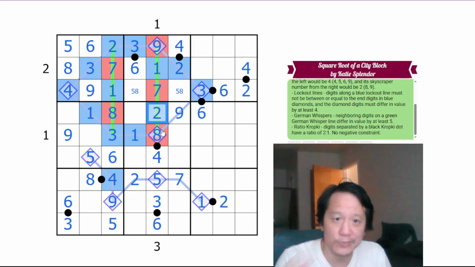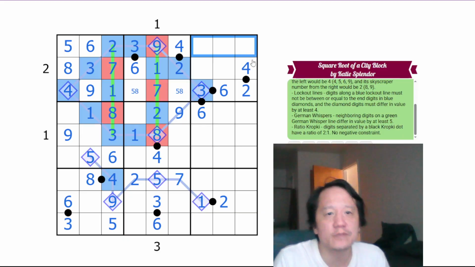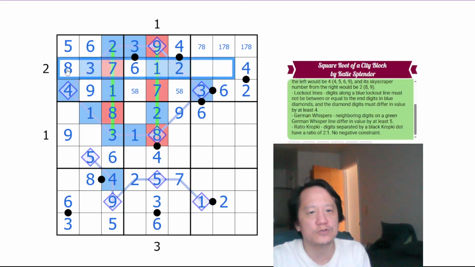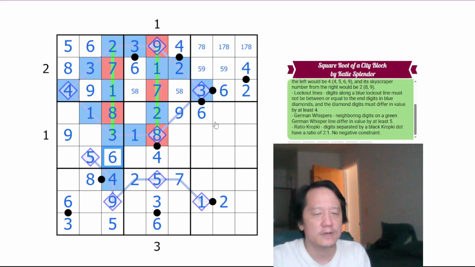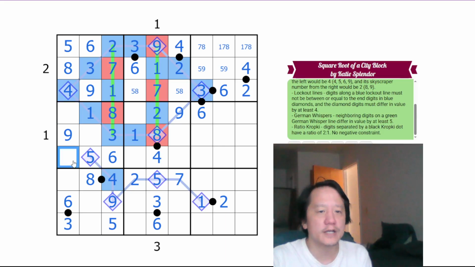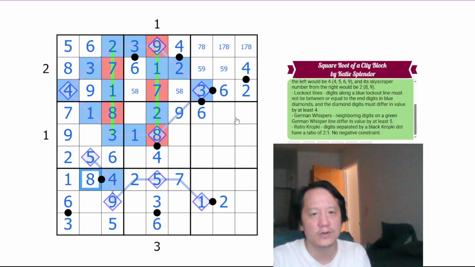Okay. Remaining digits of row 1, we have 1, 7, 8. This can't be 1 because of 1 in the column. Remaining digits of row 2 are 5 and 9. Remaining digits of column 1, we have 1 cannot be either of these digits because of 1 in the box, so 1 has to be there. That leaves this as 2 and 7 as a pair. This can't be 2 because of 2 in the row, so that's 7 and 2.